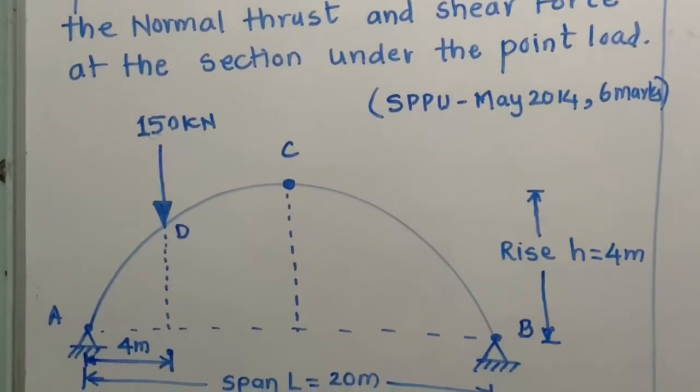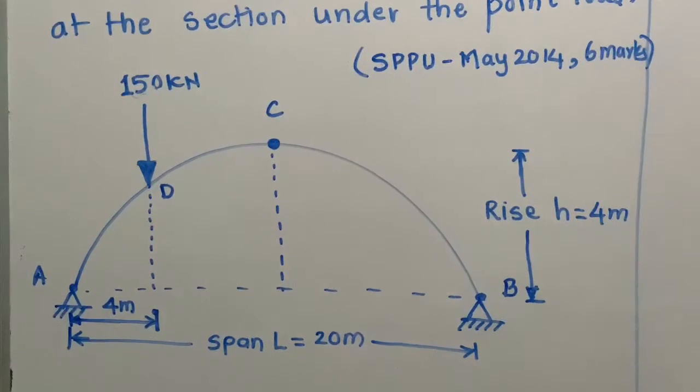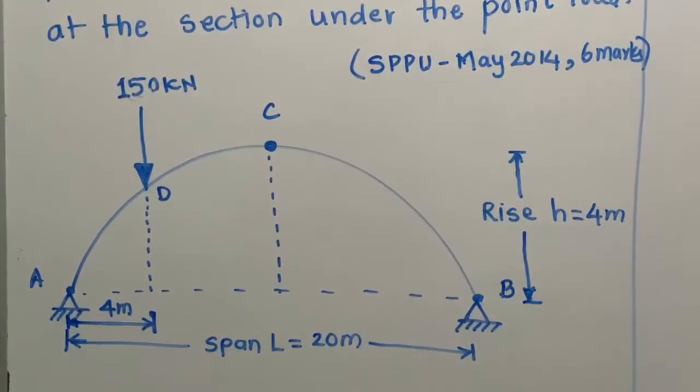Now the diagram for the given data is, we have drawn two supports A and B, which are at a distance of 20 meter as the span is given 20 meter, and the central rise is 4 meter. It is also given that a 150 kN point load is acting at 4 meter from the left support. So we have taken a point load 150 kN at point D, which is horizontally at a distance of 4 meter.